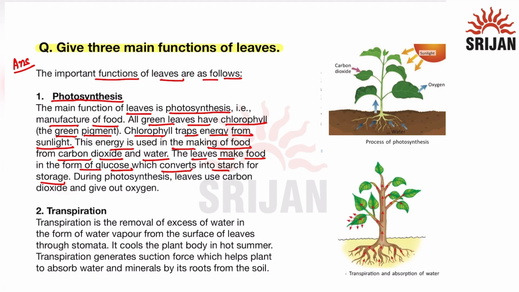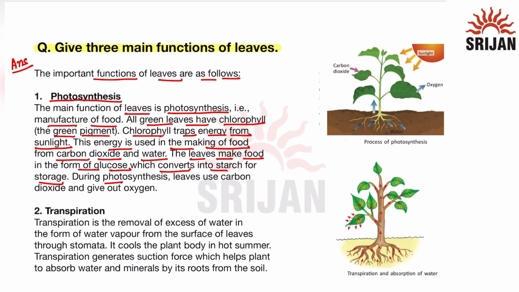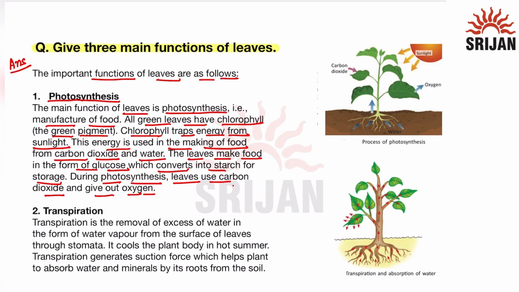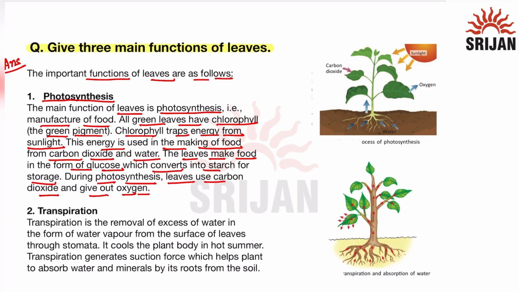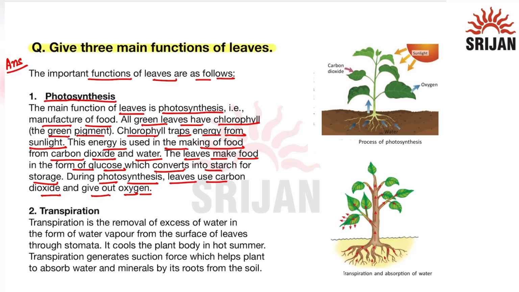So leaves are known as the food factories of plants, as each plant has a green pigment which is known as chlorophyll, and this chlorophyll helps to make food from the energy of the sunlight. Now during photosynthesis, leaves use carbon dioxide and they give out oxygen. So for the photosynthesis process, they use the carbon dioxide which is present in the atmosphere, and as a product they give out oxygen in the atmosphere.